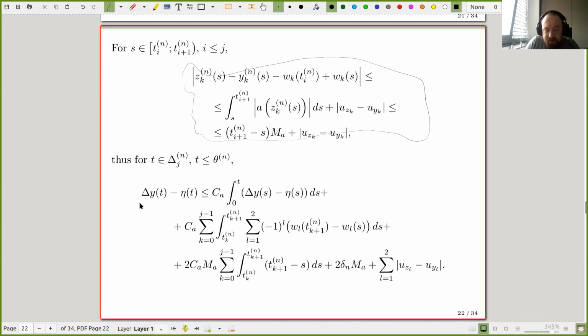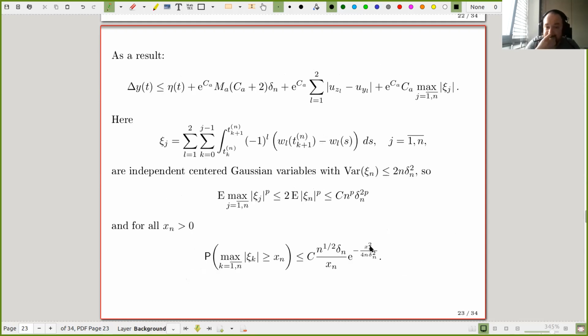So essentially, we arrive at this, where we have this difference of the starting points, which is going to be left in the final result. This is the estimate in terms of delta n. This can also be estimated because this is just a standard Lebesgue integral. And here's the random part. As a result, by using the Bernoulli-Bellman lemma, we obtain this, where xi_g for g from 1 to n are independent and centered Gaussian variables with bounded covariance. So by the Levy inequality, we have estimates on the maximum taken to the power p, and for the probability that this maximum is greater than some fixed x_n.